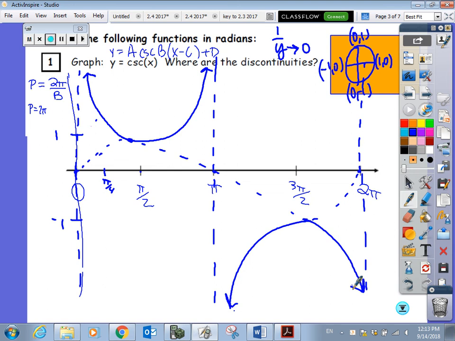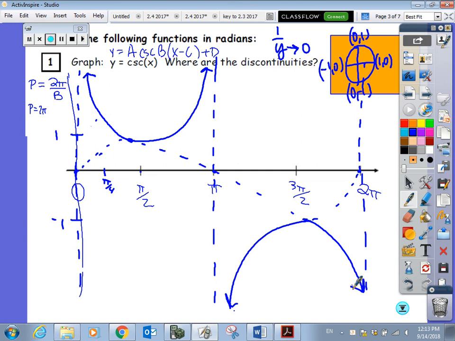Just be sure I see those 2 points right there. These will never touch each other. These two, there's always going to be a space in between for those numbers that can't be equal. Those y values would never equal cosecant of x on this.